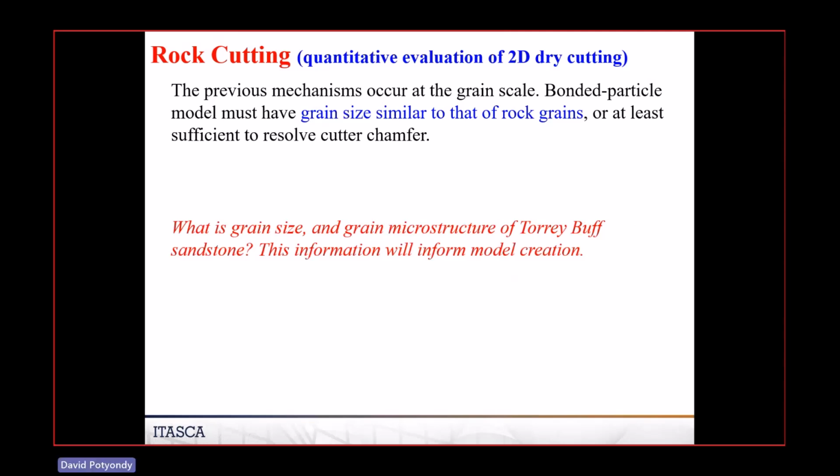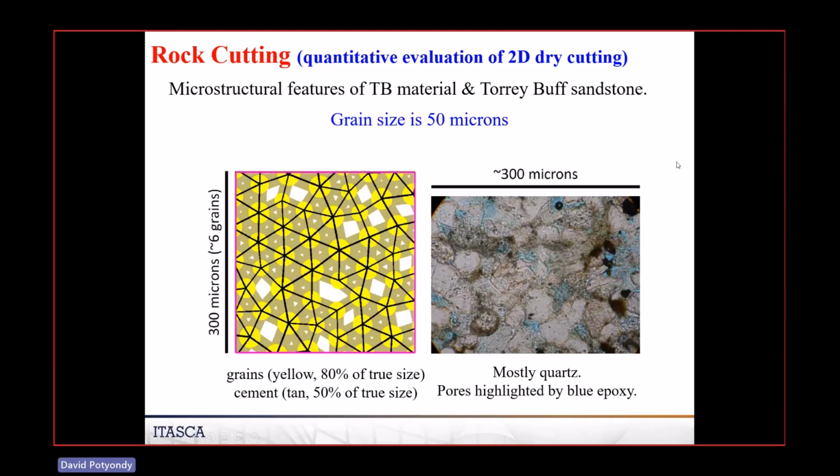So here's the first level way of thinking about how do you build these synthetic bonded systems, right? Well, you want to be informed by the actual grain microstructure of that rock, right? So here you can see 300 microns, very small grain sizes. And so it's mostly quartz, and the pores have blue epoxy. Every time I look at a scanning electron micrograph of a rock, I always get queasy in my stomach because I realize it's far more complex than these models we build.